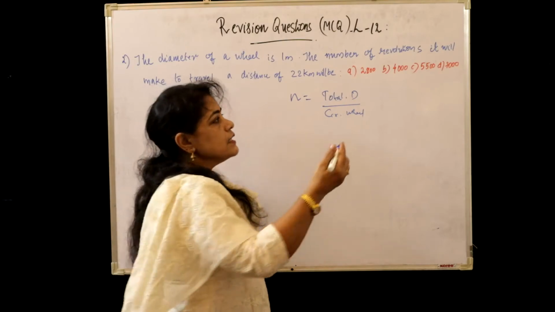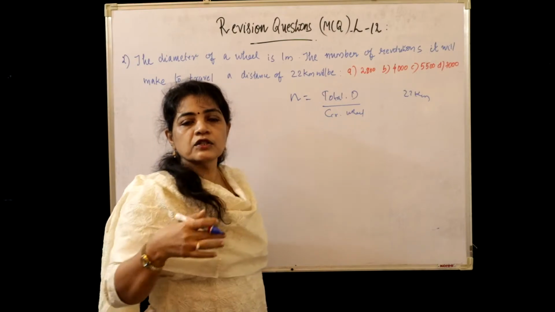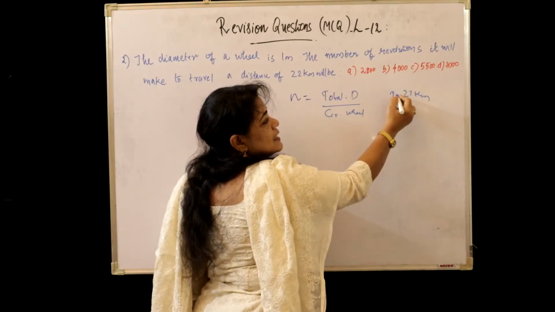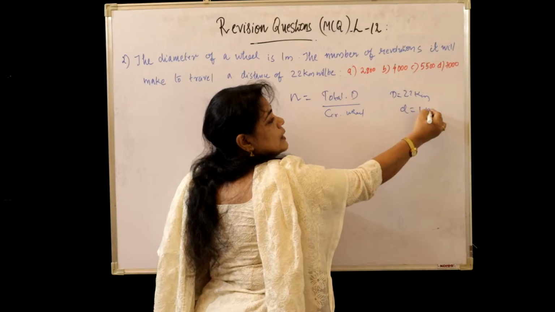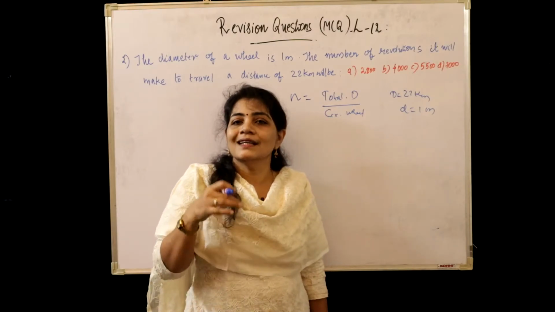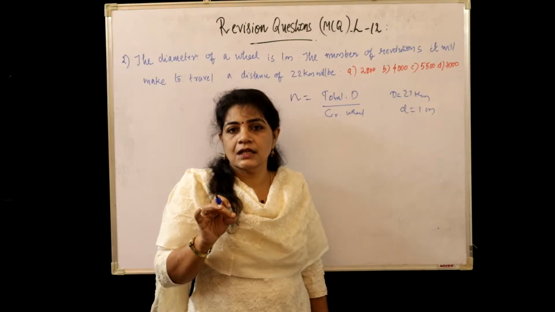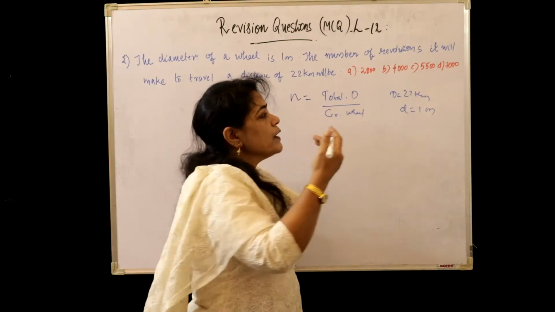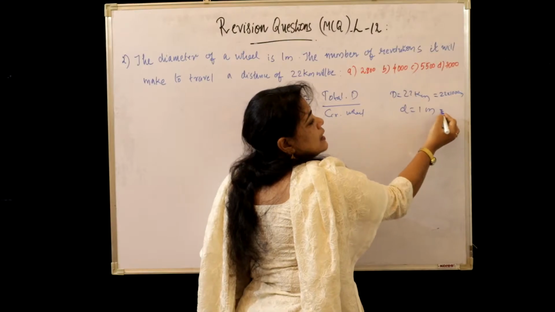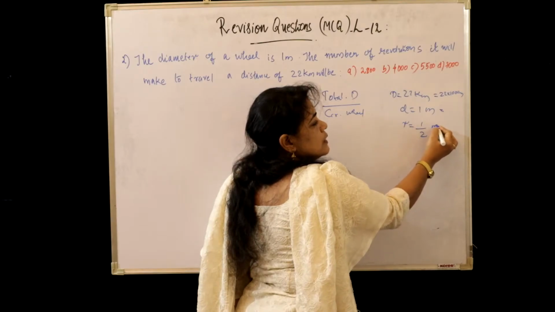The total distance here is given as 22 kilometer, and the diameter is given. In order to get the circumference, we need either R or D. The distance is in kilometer and the diameter is 1 meter, but here both are in different units. So it would be better to convert kilometer into meter, because that conversion is easy. Just multiply with 1000, 1 kilometer equals 1000 meter. So I am going to convert 22 into 22 into 1000 meter, and from the diameter you will get R equal to 1 by 2 meter.